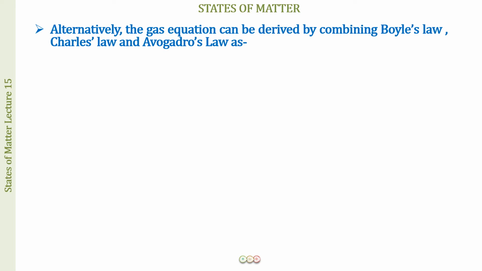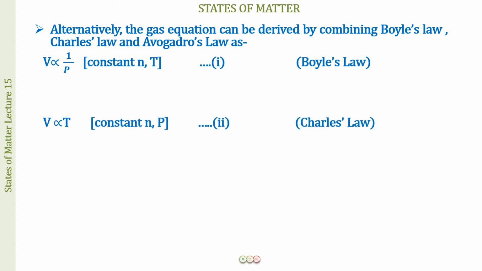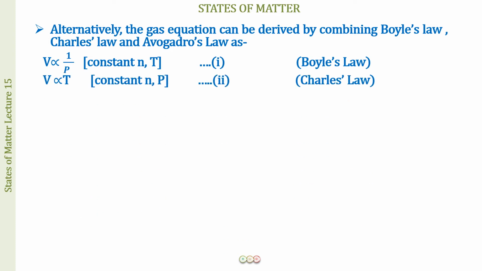So now that you have learned how experimentally we reach the ideal gas equation, the ideal gas equation can be derived very simply by just combining the three gas laws, that is Boyle's law, Charles's law and Avogadro's law. So let us quickly see that also because that is very easy for you to understand. So Boyle's law says that the volume is going to be inversely proportional to the pressure of the gas at constant n and T. Charles's law says that volume is going to be directly proportional to temperature at constant n and P, and the volume is going to be directly proportional to n at constant T and P.